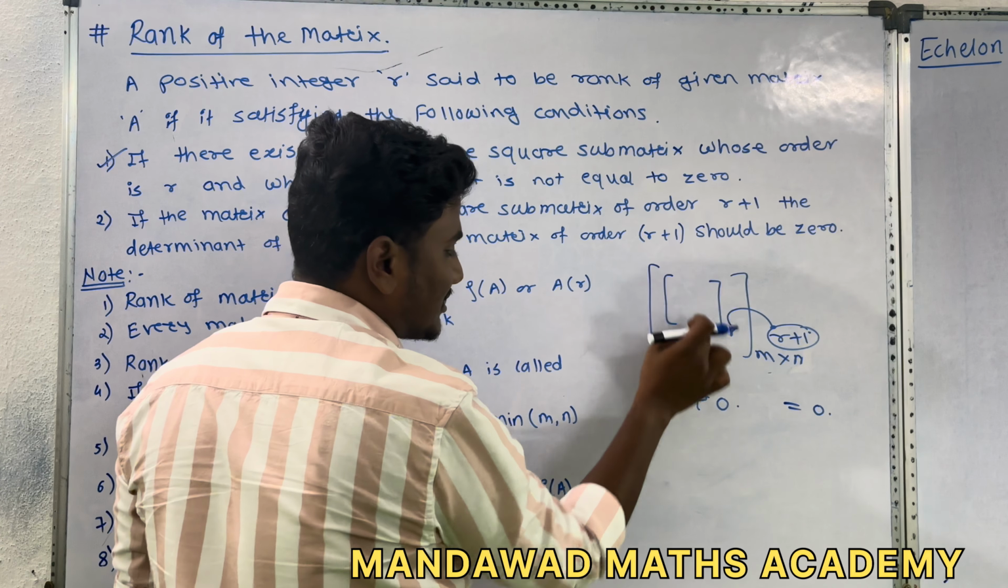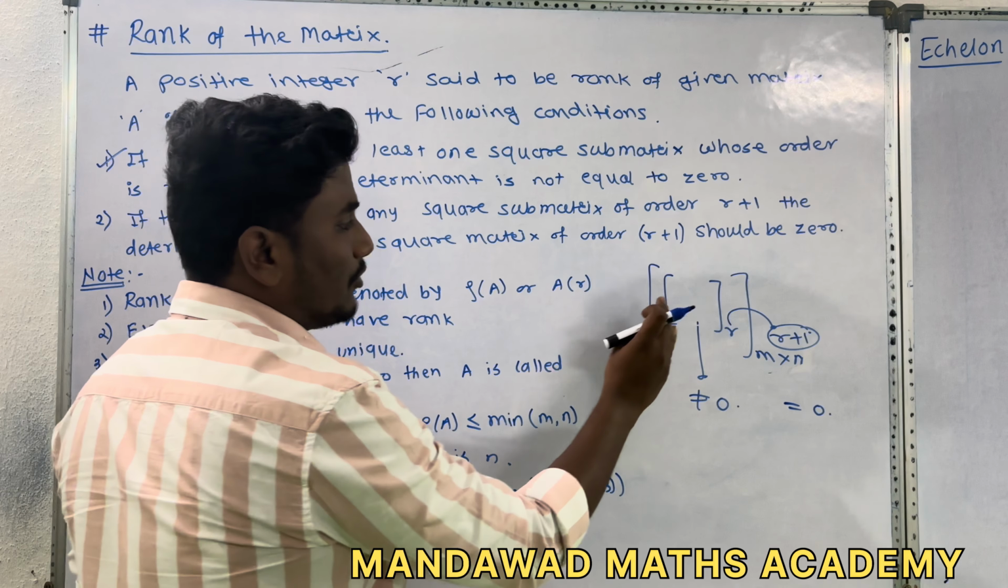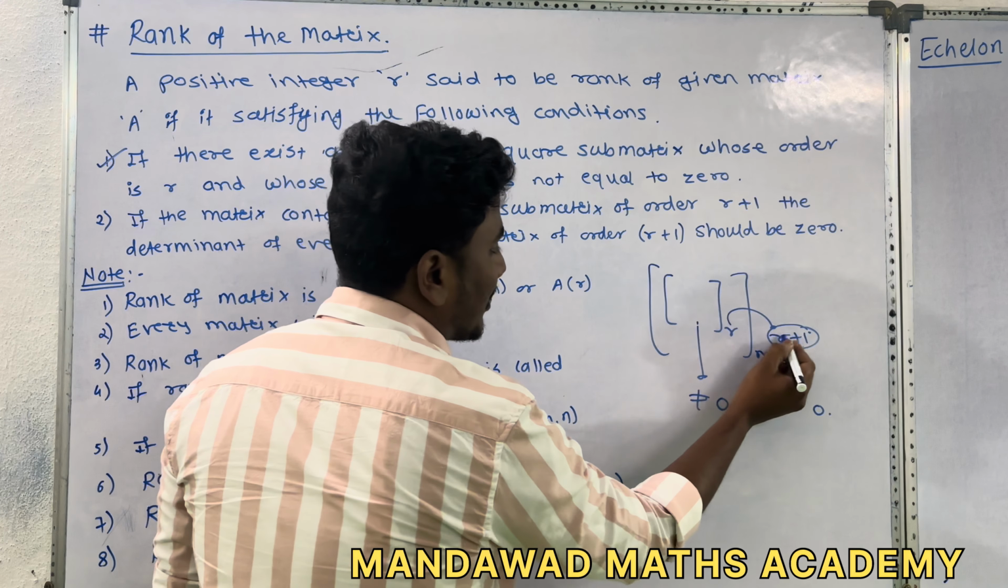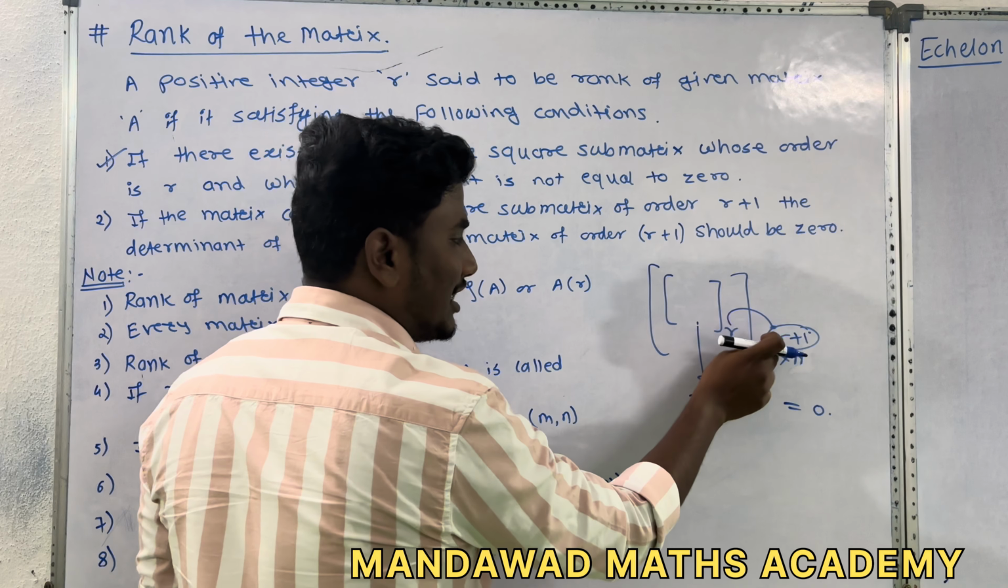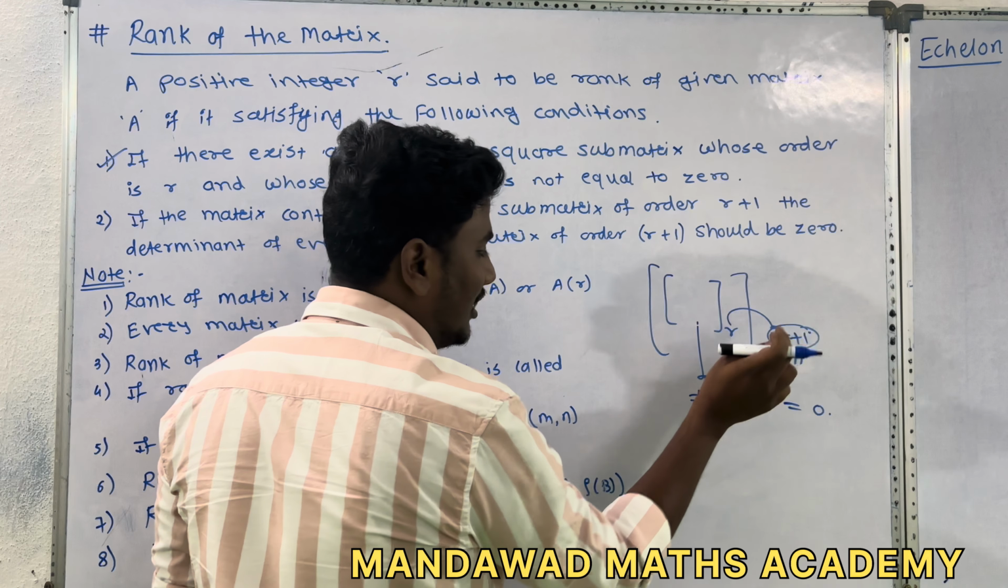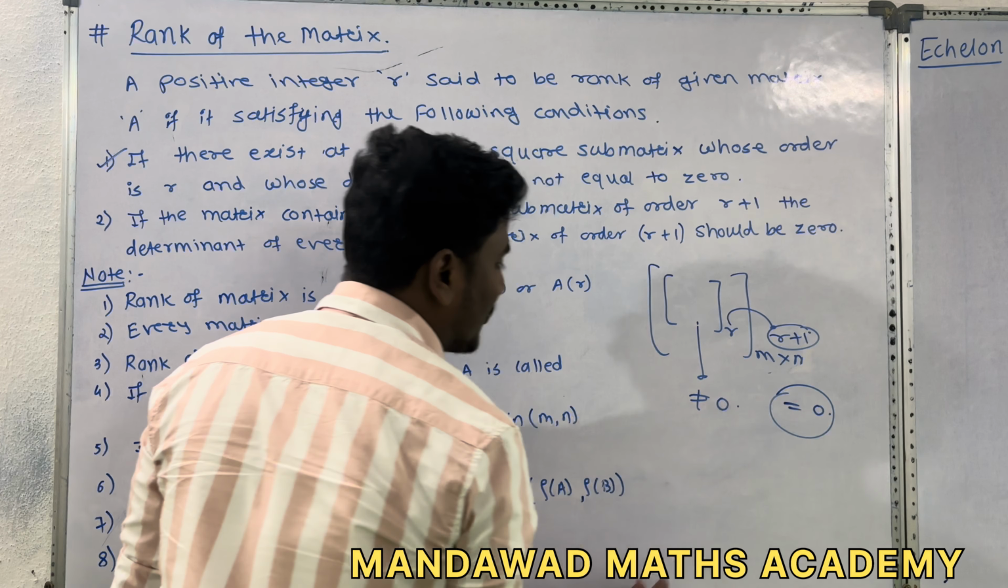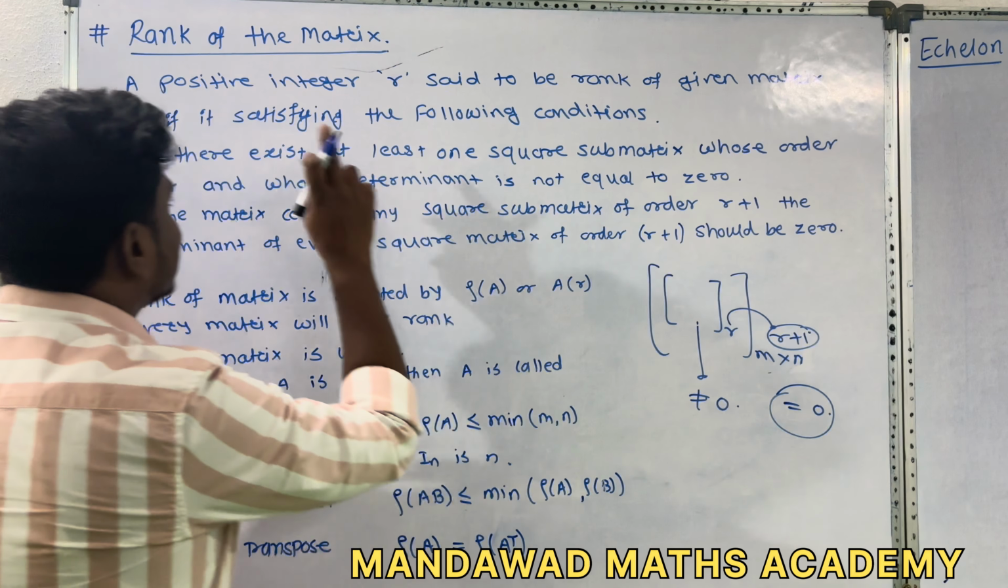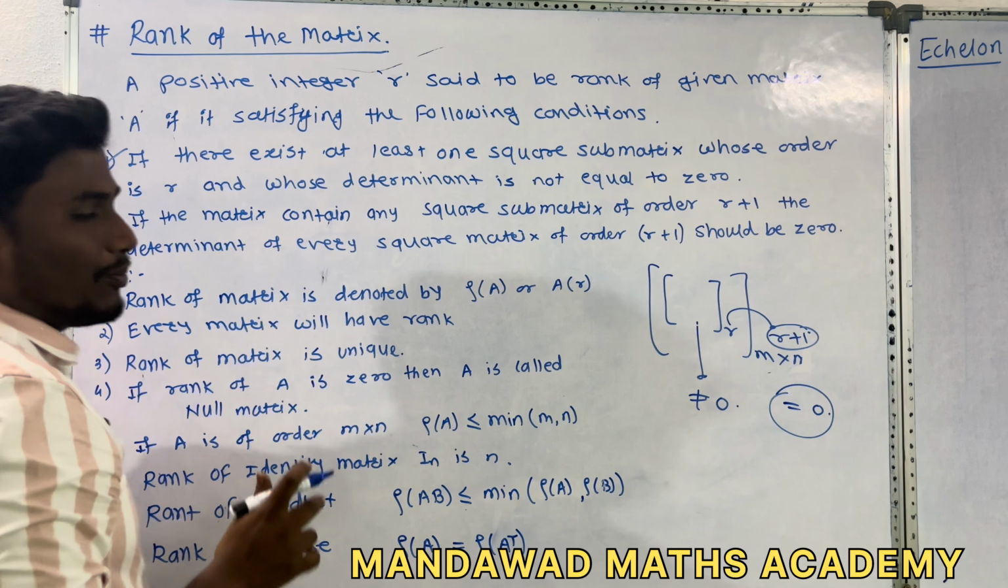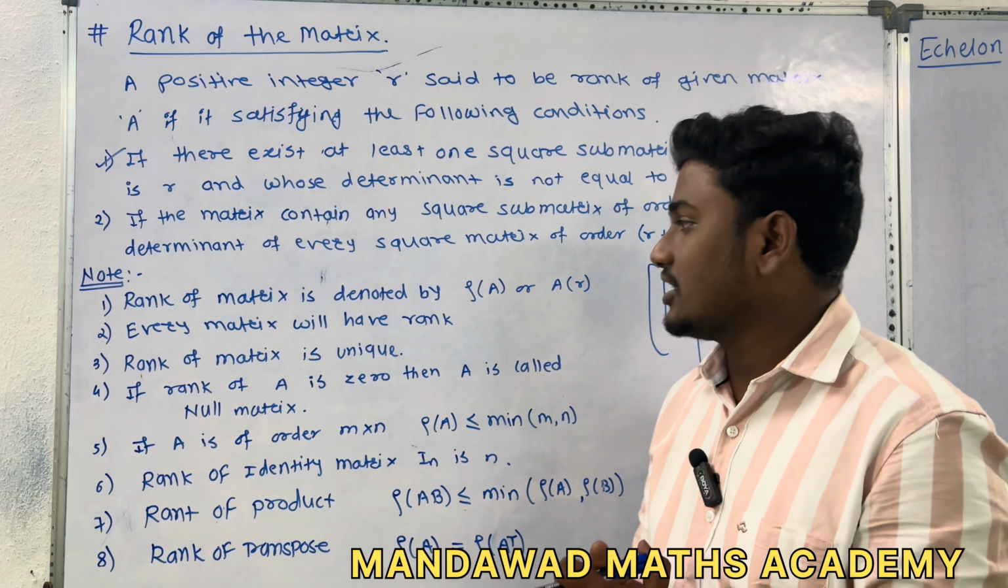So you can remember, suppose r is said to be the rank of the matrix, the determinant of this matrix is not equal to 0. And we increase by 1, r plus 1. We take the determinant of this r plus 1 matrix, and that should be 0. This is compulsory. Therefore this r is called the rank of the matrix. So this is the first definition.